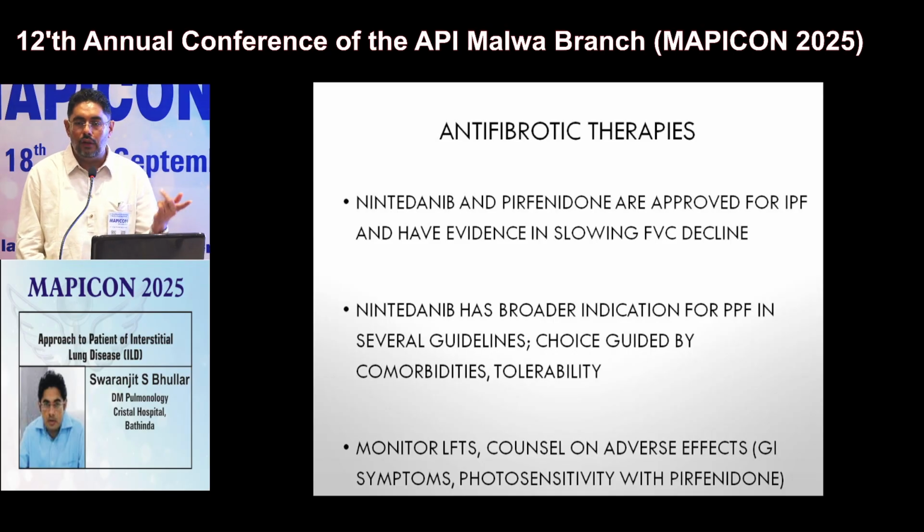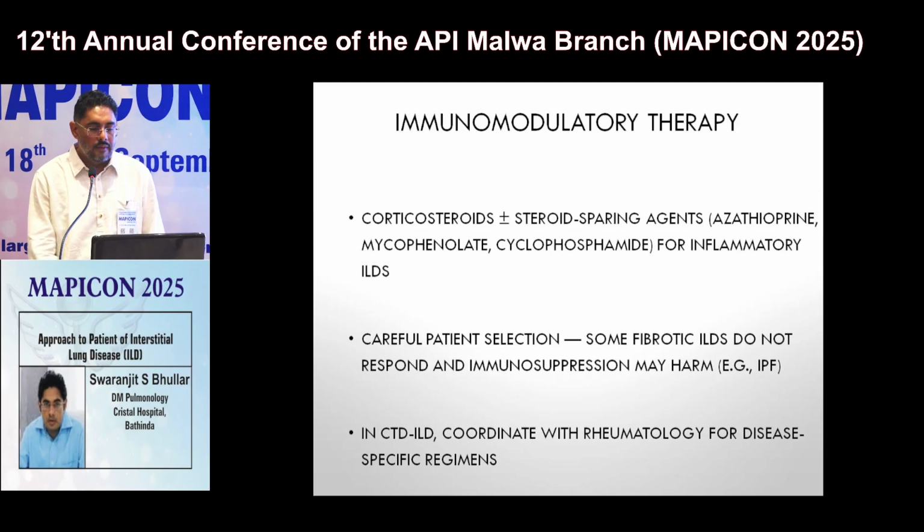We should know the side effects of these two drugs. With nintedanib, the most important side effect is diarrhea, and with pirfenidone, the most important side effects are hepatotoxicity and photosensitivity. So these are the common side effects of these two drugs.